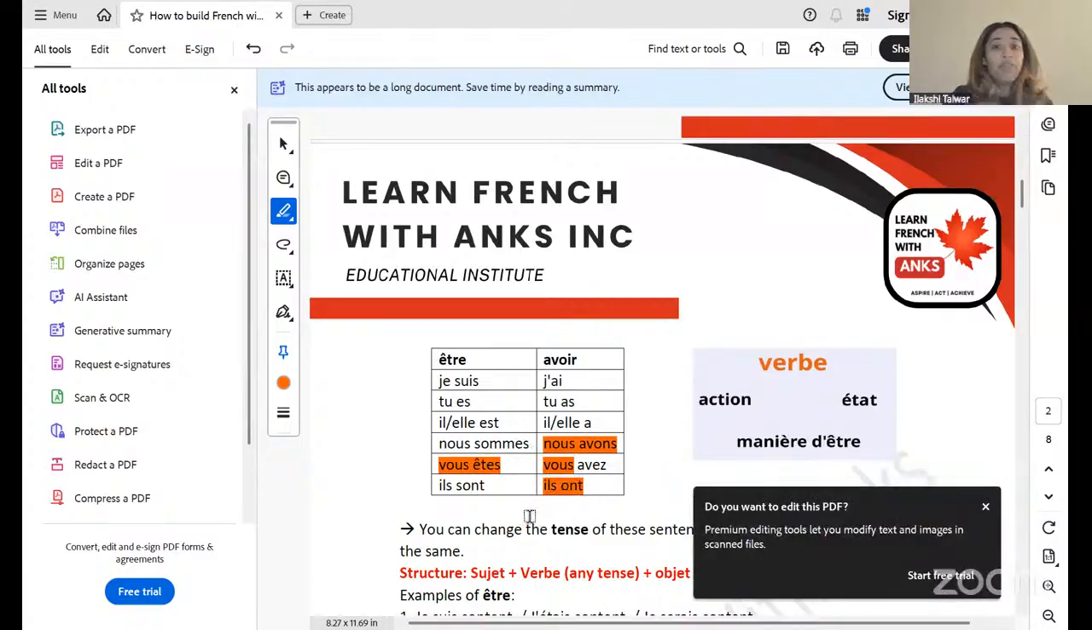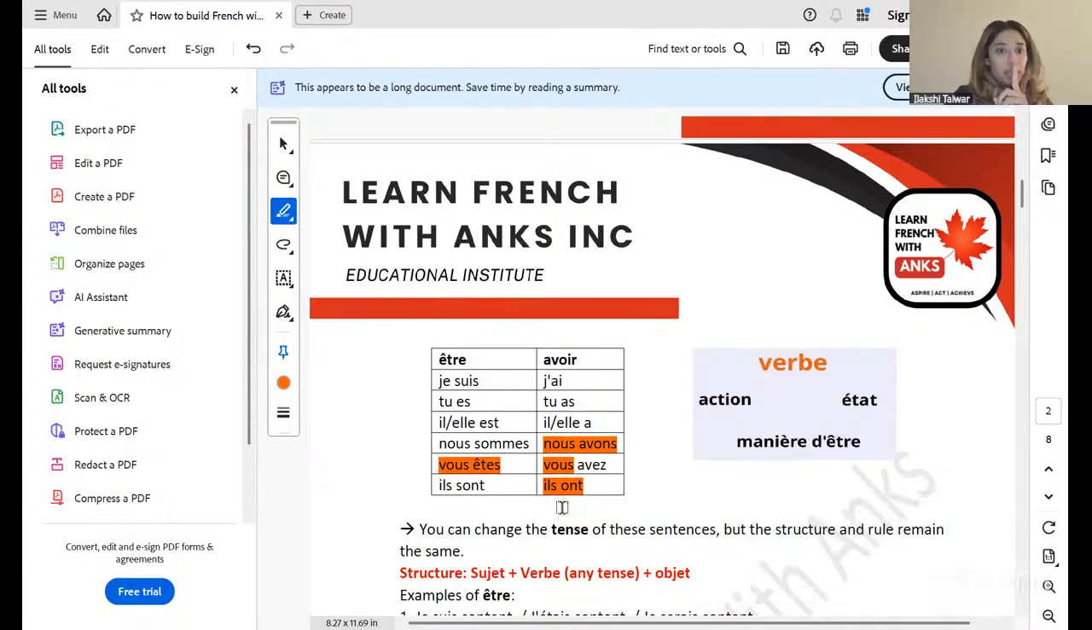The sound difference between the two. This on the left hand side for être is ils sont. Sont. Everybody can just say that once for clarity. This is ils sont. The one on the right, which is for avoir, that is ils ont. Okay, so that's the difference.